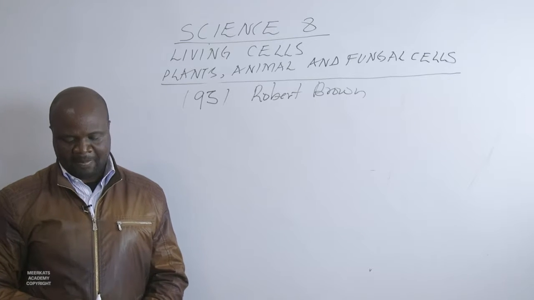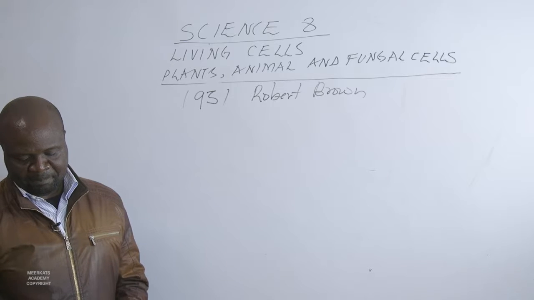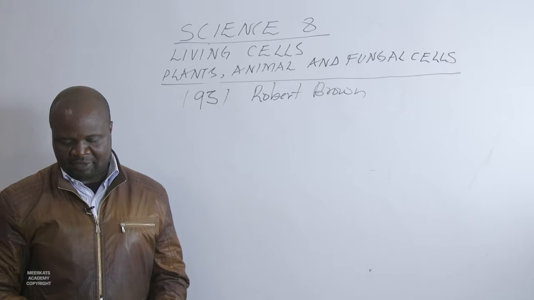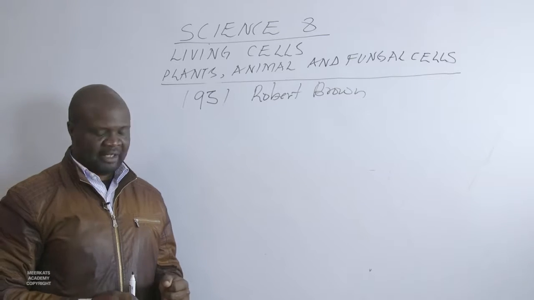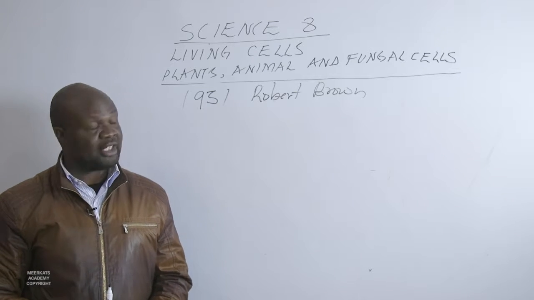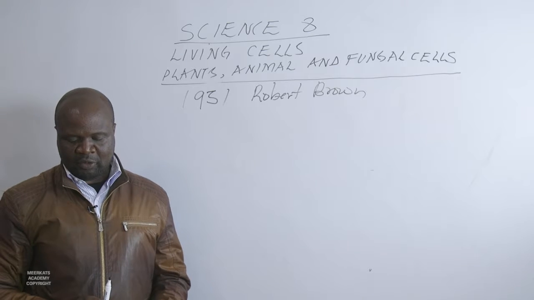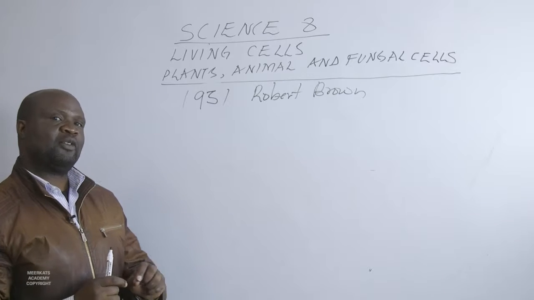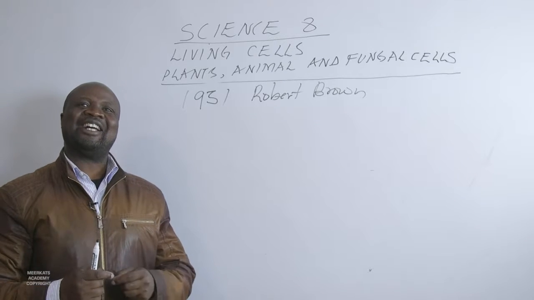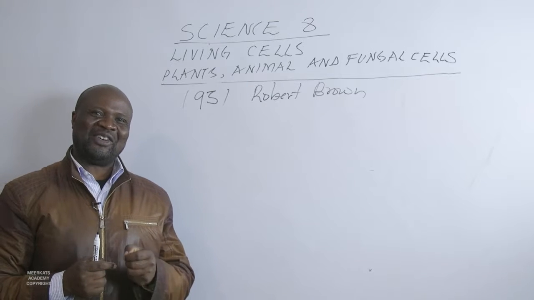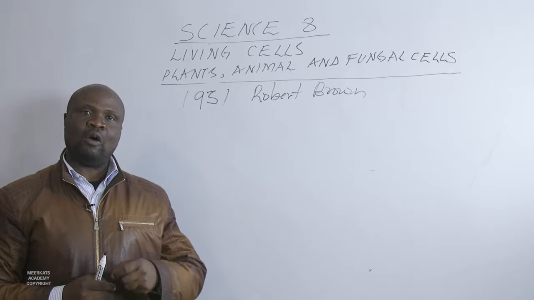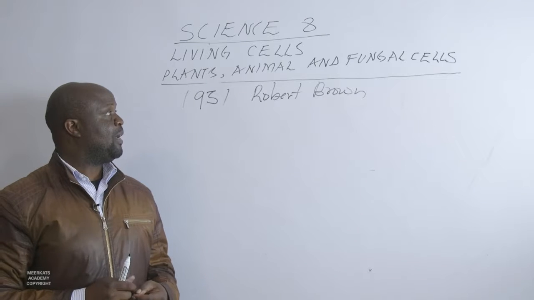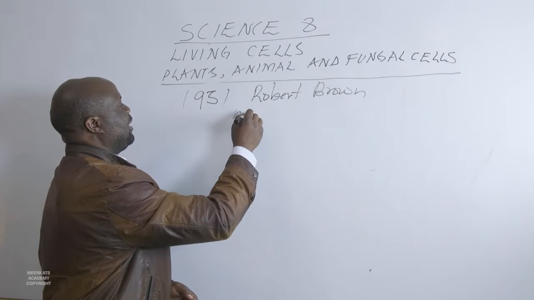Robert Brown reported the existence of a small structure in all plant and animal cells. That was his observation. He observed that there was a small structure in all plants and animals. We know that this is the nucleus of the cell. So apart from observing the cell, he noted that within that cell, there is another tiny organelle called a nucleus, within a cell of all the plants and all the animals. He came up with that idea, and he made this discovery. So he discovered a nucleus.